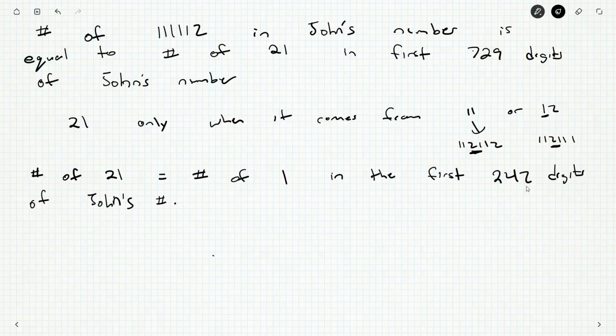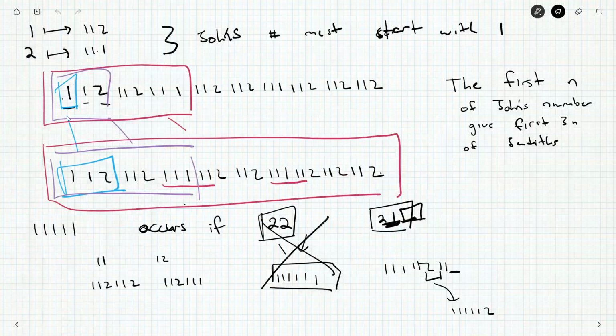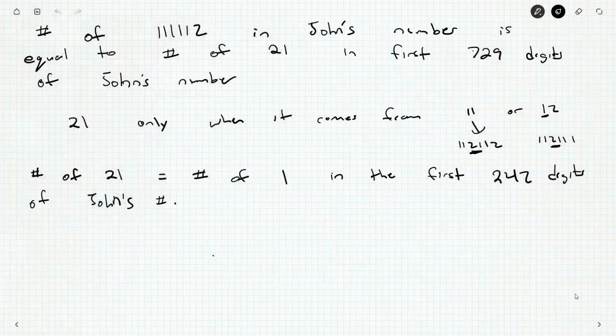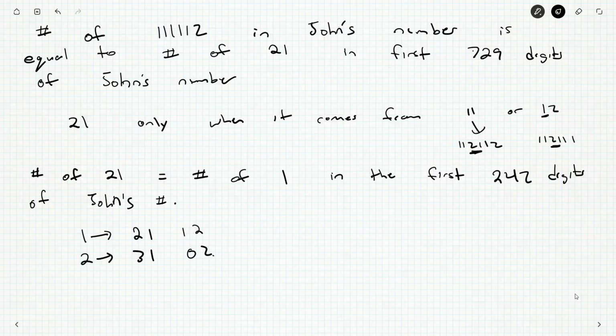Okay. So now I need to ask, well, how many ones do I have? So ones only occur... Well, actually, now I think we can start getting into a recursion sort of thing. So the first one gives me how many ones and how many twos. So 1 gives me 2 ones and 1 two. A 2 gives me 3 ones and 0 twos.